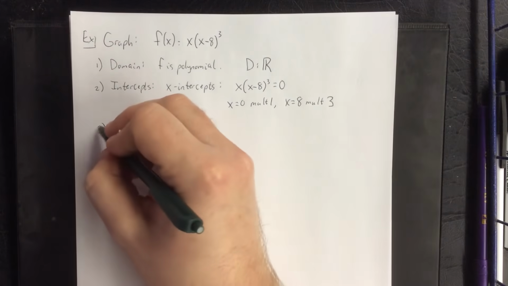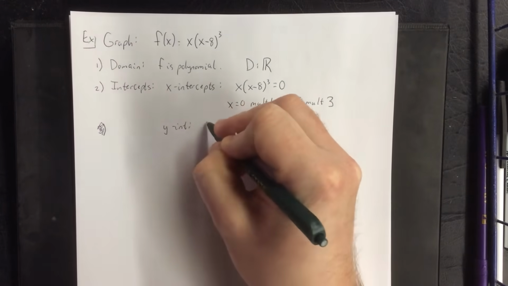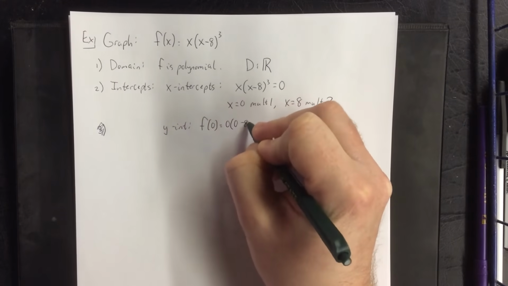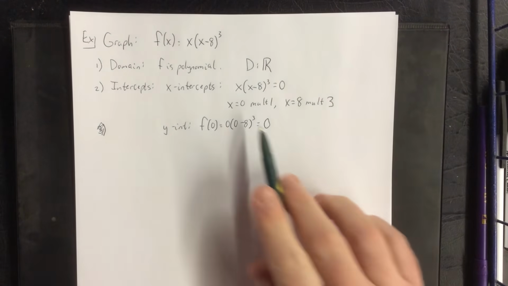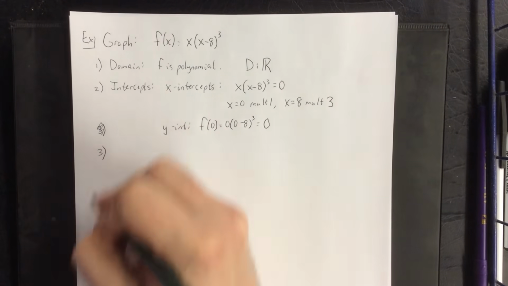No, not 3. The thing that comes after this, the y-intercept. For the y-intercept, we simply plug in x equals 0. We get 0 times, I don't really care what's after that, because 0 times anything is going to be 0, which we kind of already got from up here with the x-intercept of 0. Now, we'll go on to step 3.